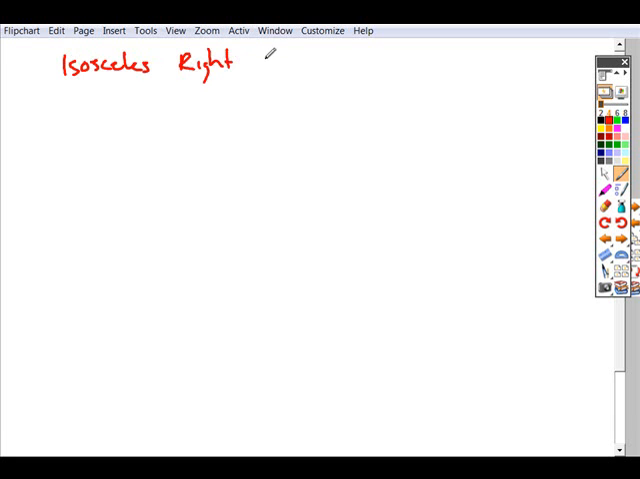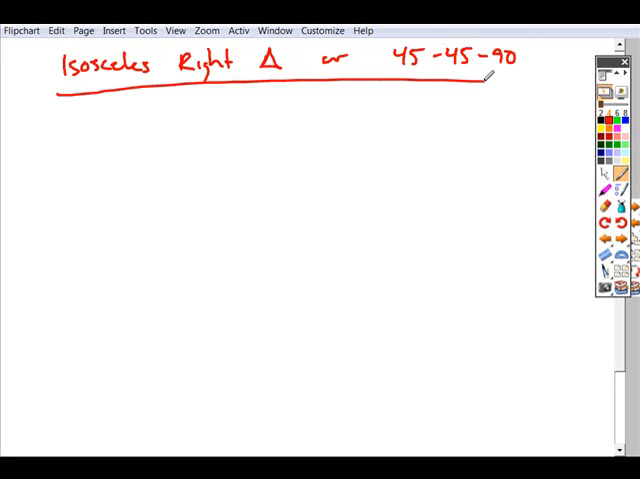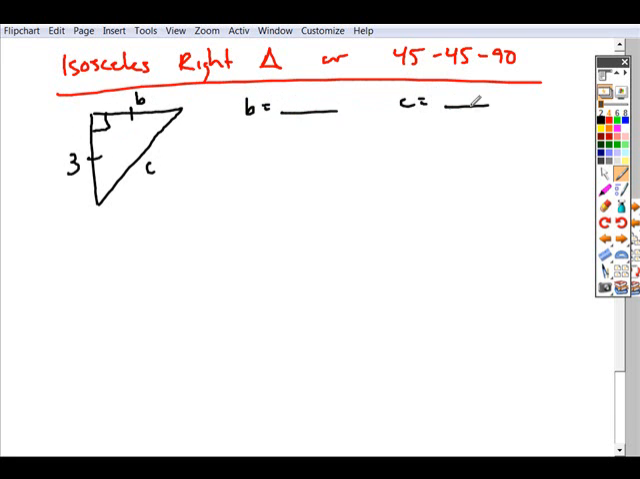First is an isosceles right triangle, also referred to as a 45, 45, 90 triangle. Okay, so if I gave you an isosceles right triangle and I told you the length of one leg is 3, could you find the lengths of the other sides? Could you find B and C? Okay, see if you can do that just very quickly.